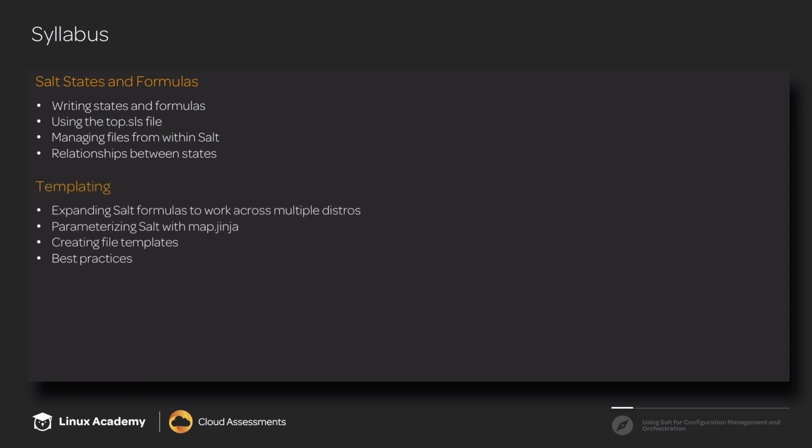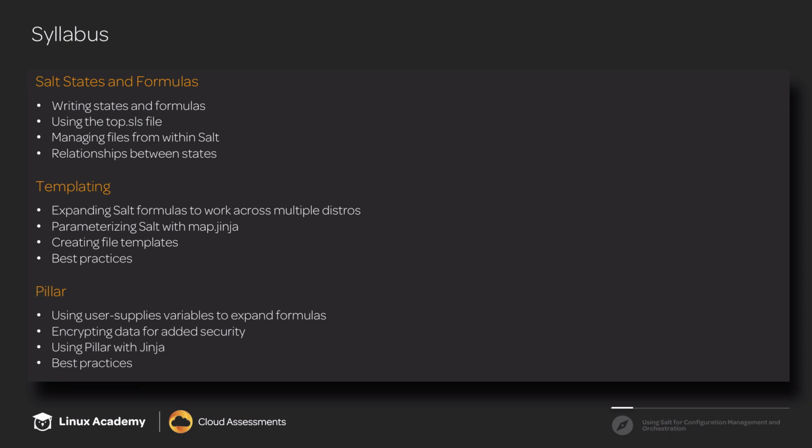After that, we're going to expand our knowledge of states and formulas to learn how to template them out. This will allow us to use the same state across multiple distributions, and it will also let us parameterize Salt with something called a map.jinja file. We'll also learn how to create file templates, so we don't have to save a hard copy of every configuration file for every use case we might have for it. We'll also learn the best practices for setting up our formulas in Salt and Jinja.